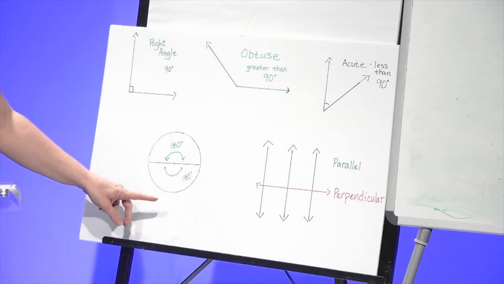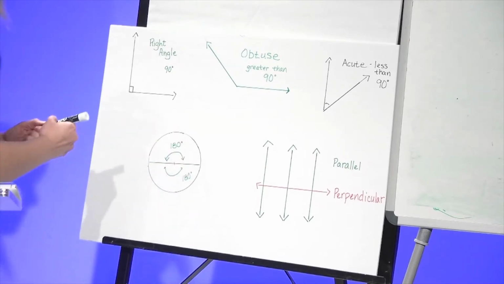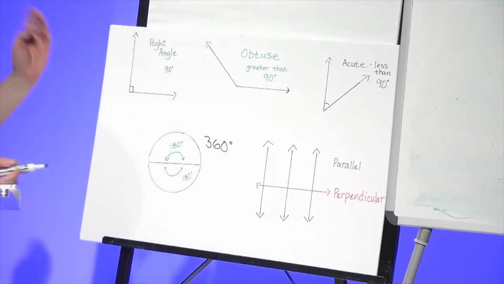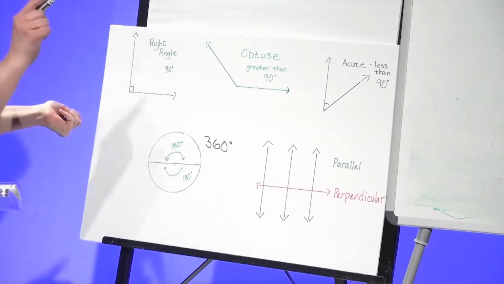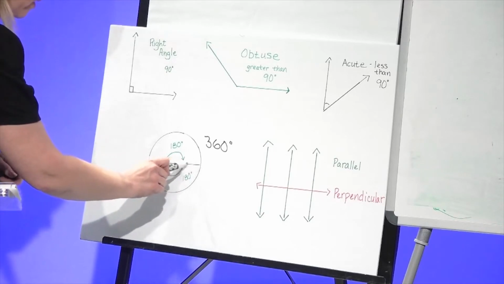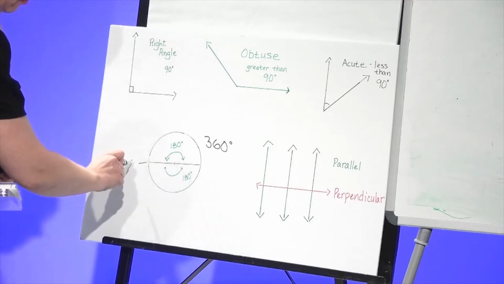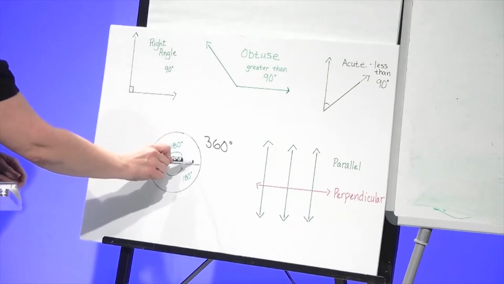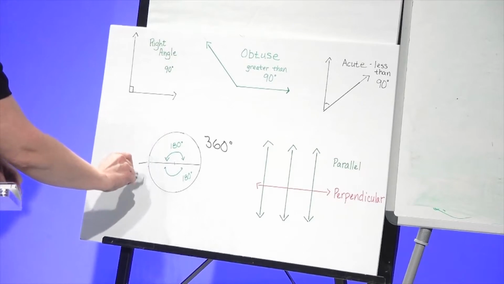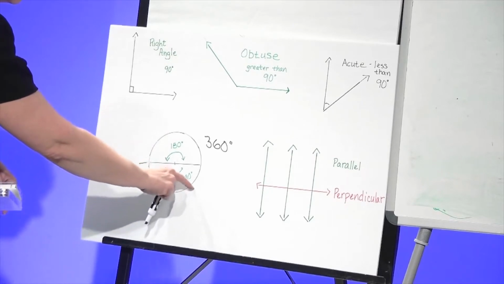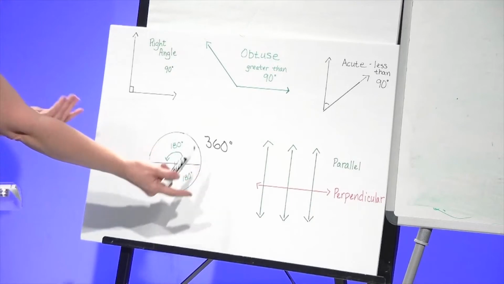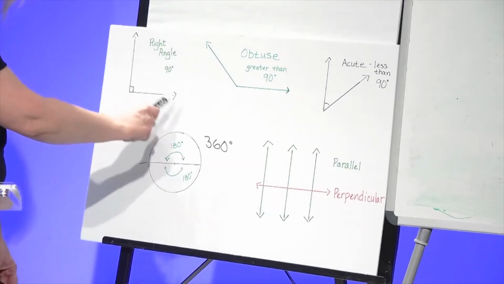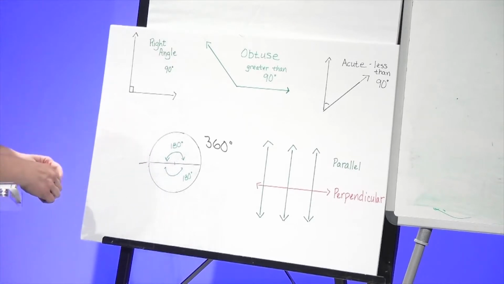You have your circle, and a circle altogether is 360 degrees. So you hear that a lot. 360 degrees is all the way around. But also remember that when you draw this line through the circle, you have a straight line. A straight line is 180 degrees. So from here to here is 180 degrees. From this point to this point, it's 180 degrees. 180 plus 180 is 360. So just remember a straight line is 180 degrees. We're going to be using that in a little bit.